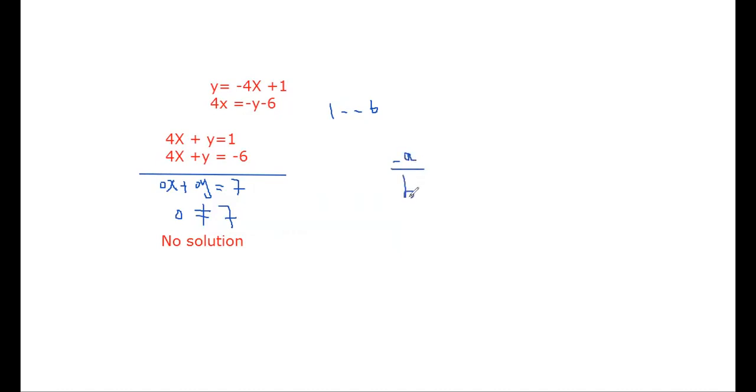Negative A over B means negative the coefficient of x, which is 4, over the coefficient of y, which is 1. So the slope of the first equation is negative 4, and the slope of the second equation is also negative 4, which means we have the same slope but different y-intercepts. Then in this case, there is no solution. Let me go back to the previous question.